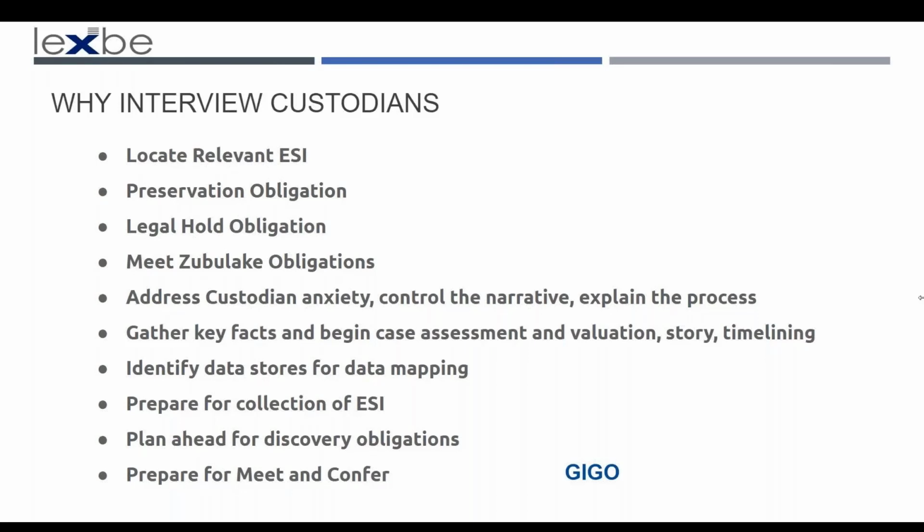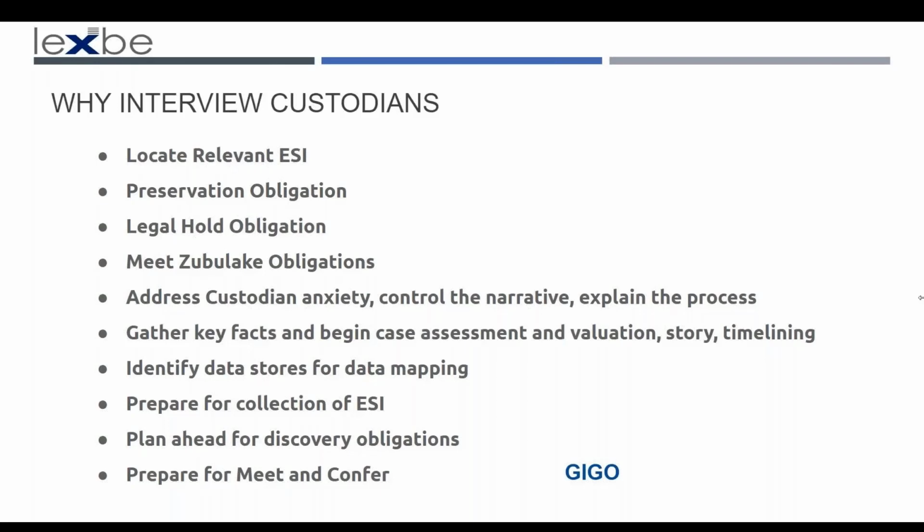Another key reason is to gather facts and do your initial case assessment. As cases have gotten larger and larger, it's harder and harder to understand all the key documents early on in the case, and more dangerous to wait as the case develops. So anything one can do early on to start building one's narrative, one's story, do timelining, and have a consistent theory of the case early is very important, and that can be done very well with early custodian interviews.